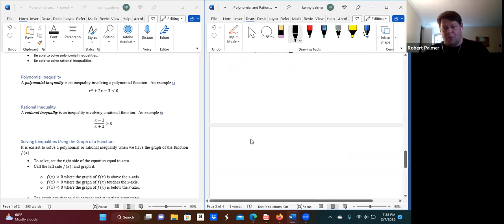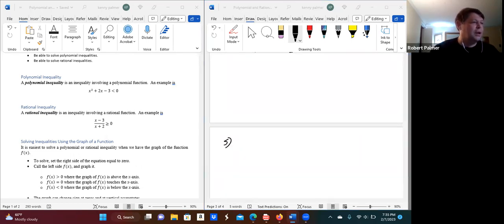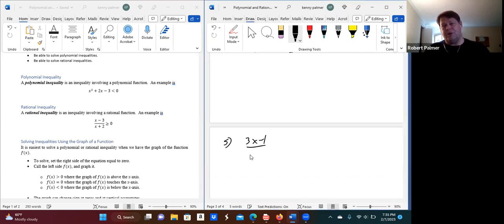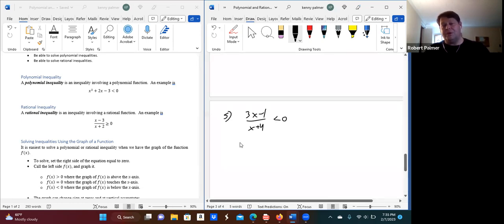Okay, let's look at one more, number 5. This time, let's say we have 3x minus 1 over x plus 4 is less than 0. Once again, it's already set equal to 0, so we're going to call the left side f of x and graph that.